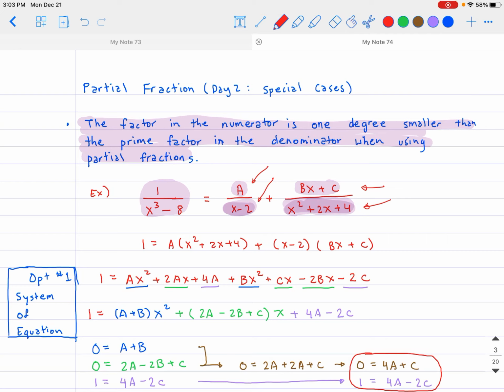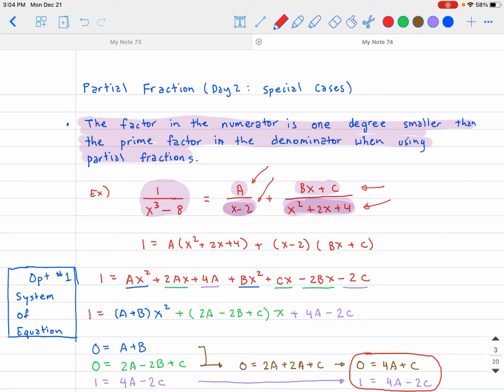So if you have a factor that is x cubed, then the numerator would have to be some Ax squared plus Bx plus C, which is a quadratic in this case, and so on. For each one of those, you need the corresponding number of coefficients. That's why you have Bx plus C. To solve for this, it's basically the same as before. We're going to solve for A, B, and C using one of two methods. This is one method that we did not talk about last time.